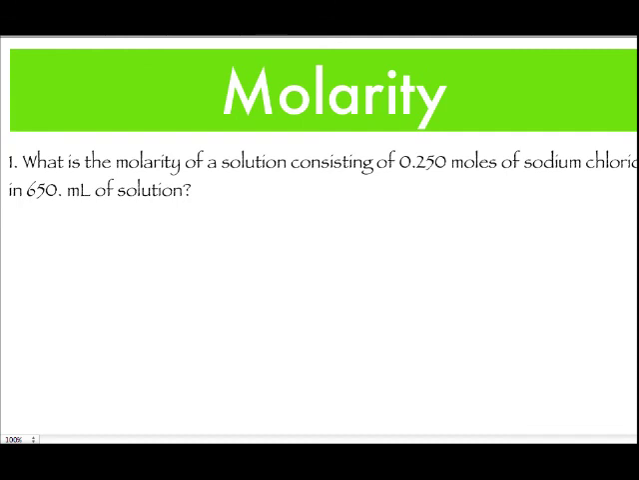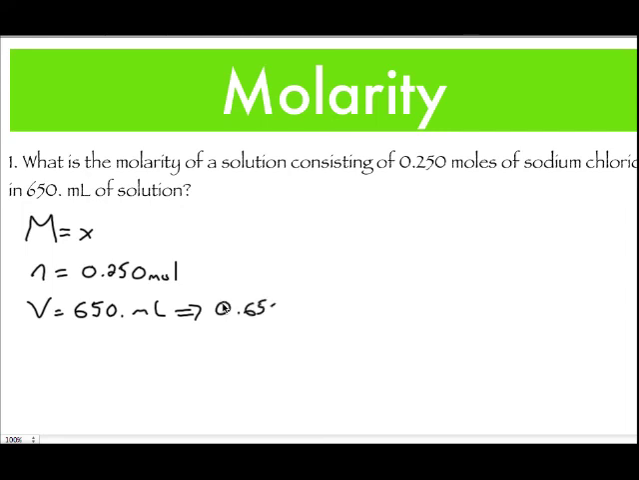Okay, so what is the molarity of a solution consisting of 0.250 moles of sodium chloride in 650 milliliters of solution? Now, if I recall from that last slide, the volume needed to be in liters. You're right, it did. So I'm going to write this down. I've got 650 milliliters. I always love writing the variables down. That's such a good thing to do. But I need to convert that to liters. So divide by 1,000. Hopefully we know at this point milli means 1,000. And we get 0.650 liters.